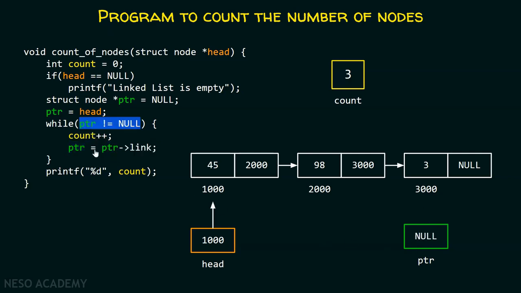Again we will check this condition. Is PTR equal to null? Yes, PTR is equal to null. So we'll get outside of this loop, right? Because here this condition becomes false. PTR not equal to null is actually false because PTR contains null. Therefore we'll get outside of this loop and we will print the count, that is 3.